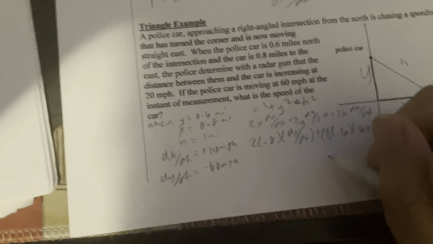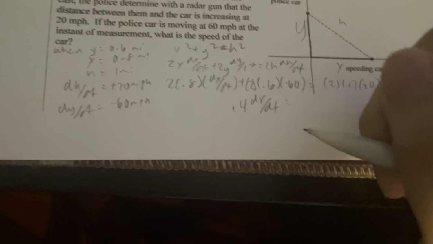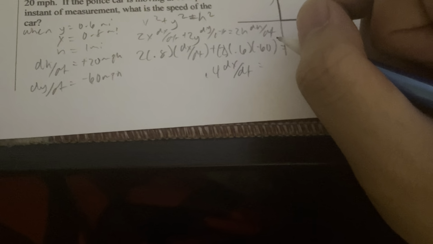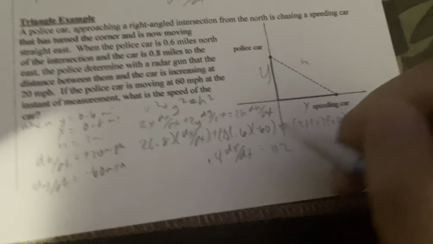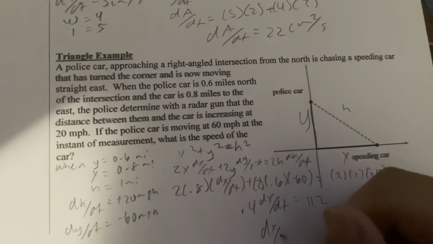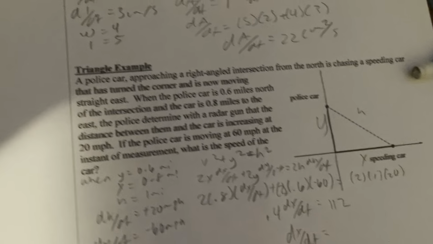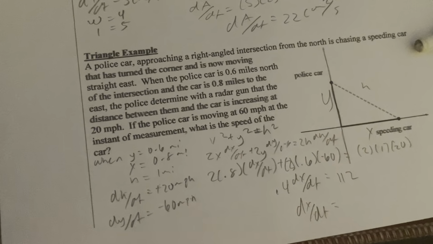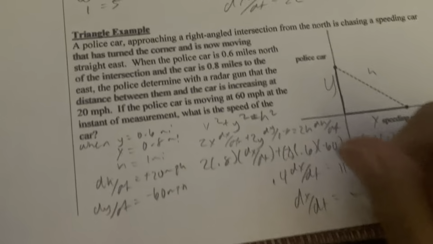And we can find this to be 0.4 dx/dt equals 112. Then we divide both sides by 0.4, and dx/dt equals 280.